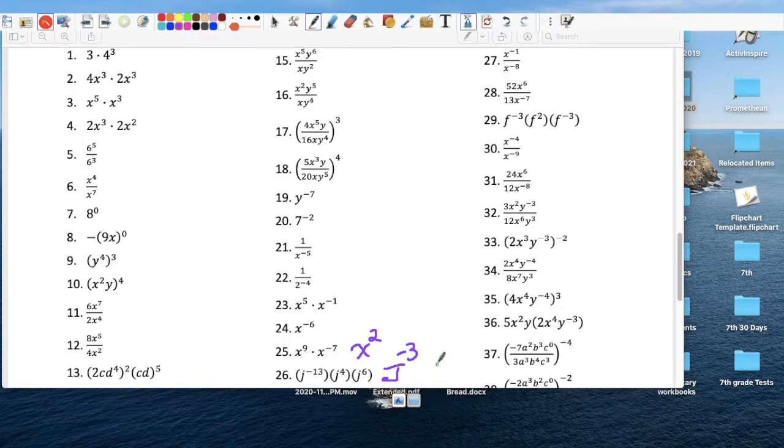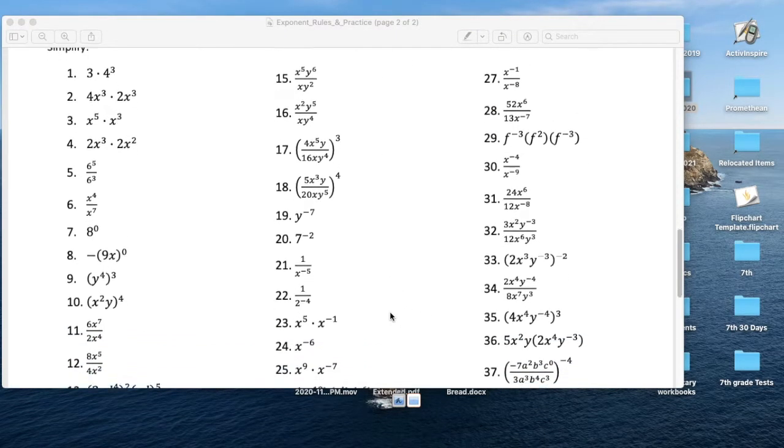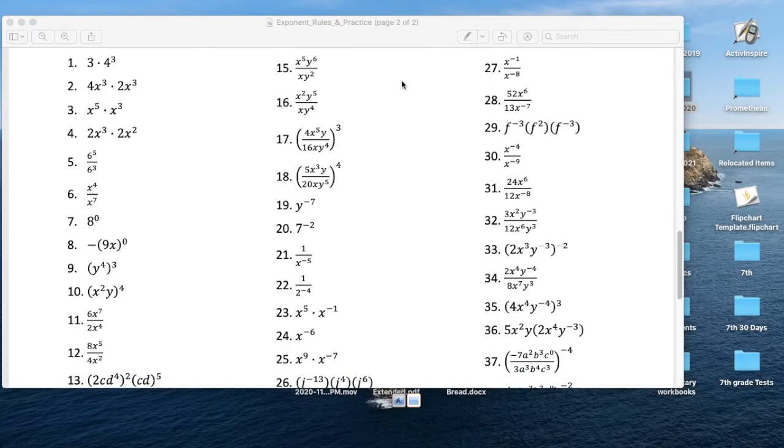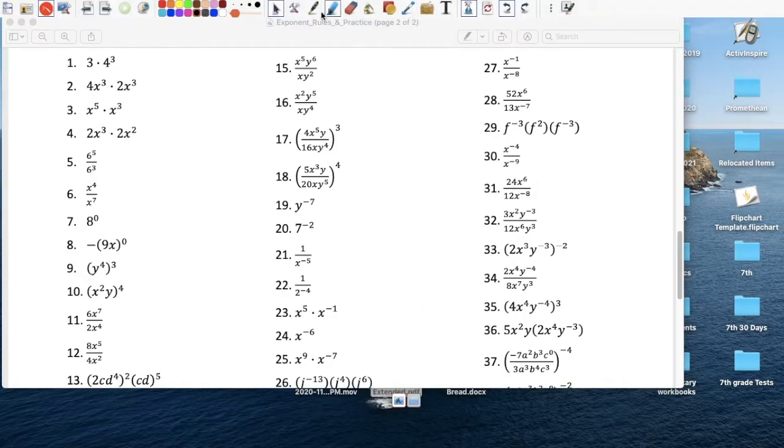So you get j to the negative 3, first of all. And then we're going to rewrite that so we have a positive exponent. And I should have used a small letter, not capital J, small j. Right, so, let's see, 26, all right, 27. I would rewrite this one. You have choices, and again, it's how you prefer.